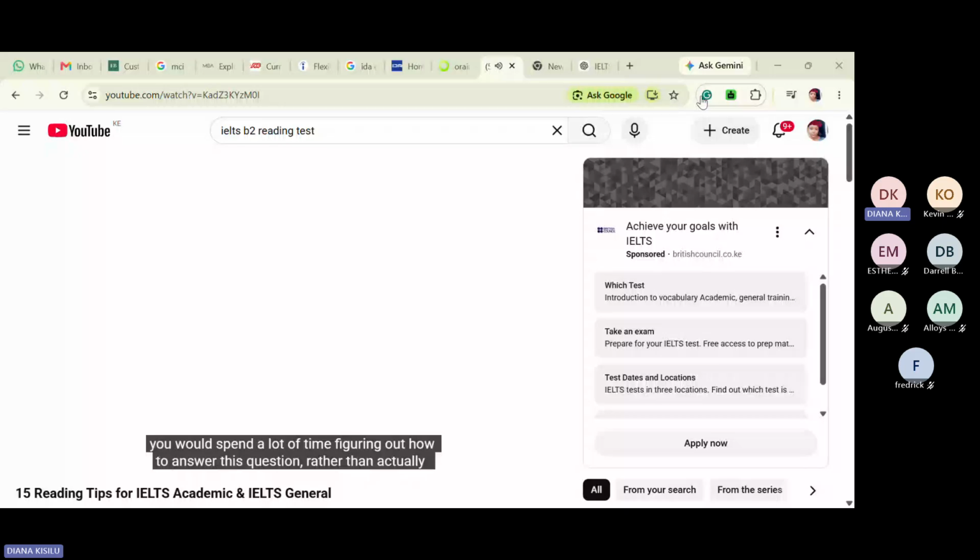Tip number 3 is to speed read the text before starting on the questions. So what should you do when you first start the reading test? Personally, the first thing I do is get an idea of what the text is about. It can be kind of disconcerting looking at all of these words and not knowing what the text is about, especially if it's an abstract topic.